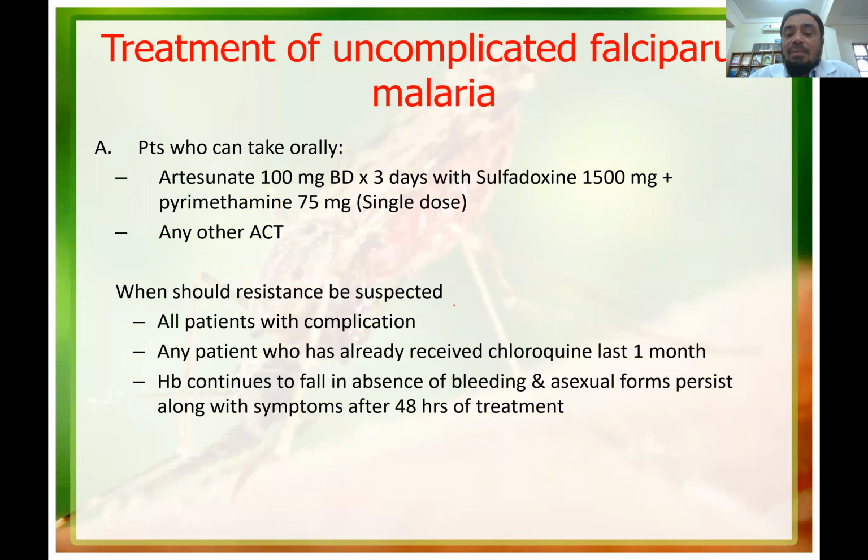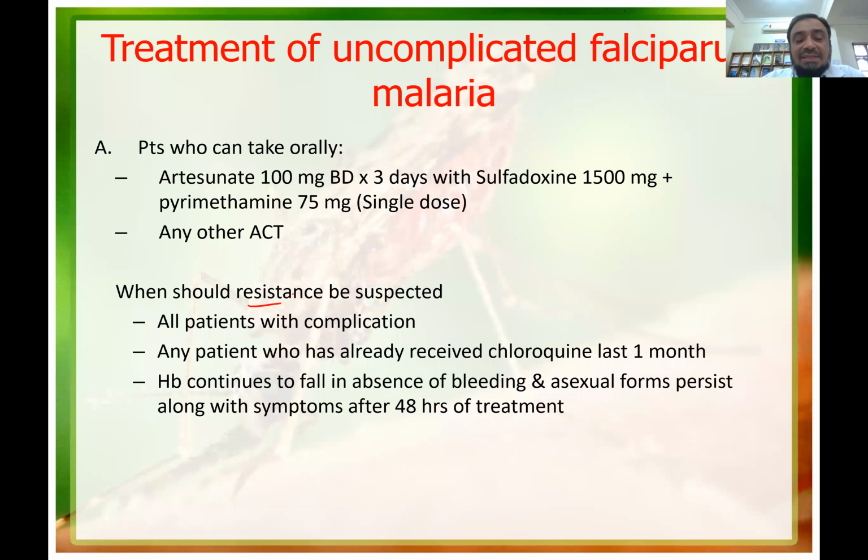Now, treatment of uncomplicated falciparum malaria. No need to repeat all the ACT combinations which we have seen previously. That is artesunate with sulfadoxine pyrimethamine, artesunate with mefloquine, artesunate with amodiaquine, artemether with lumefantrine, then dihydroartemisinin with piperaquine, and arterolone with piperaquine. So those ACT combinations are the treatment of uncomplicated falciparum malaria.